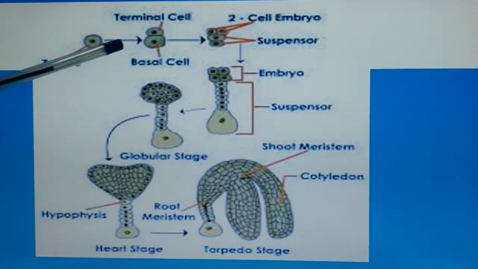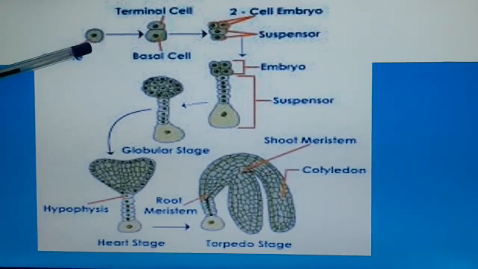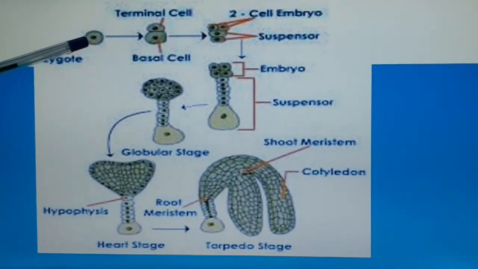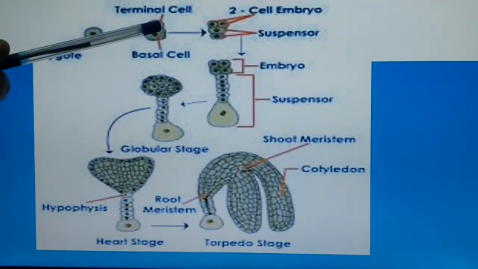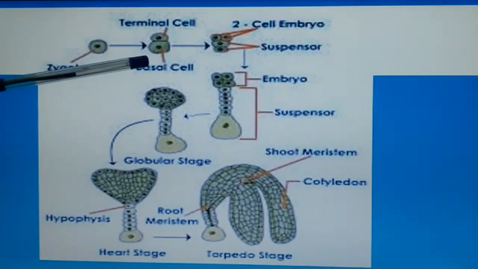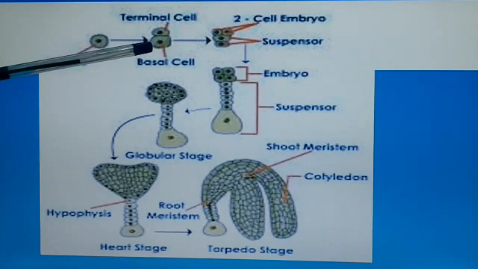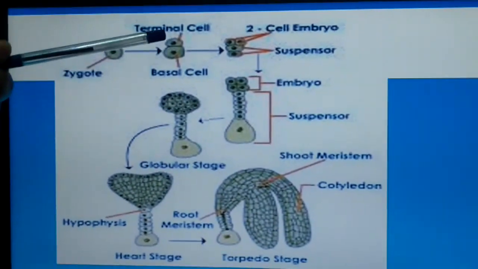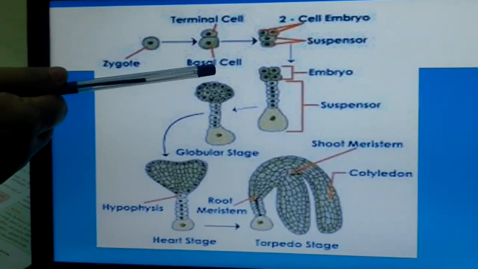First, the zygote divides transversely to form two cells, the upper or terminal cell and the lower or basal cell.